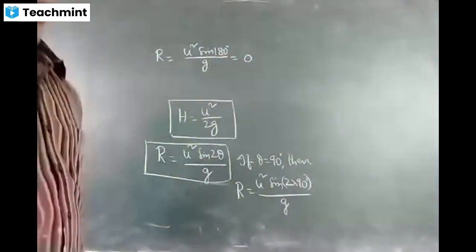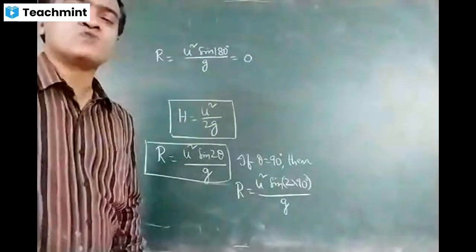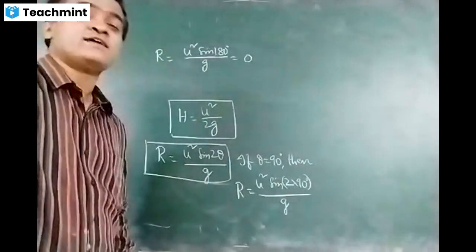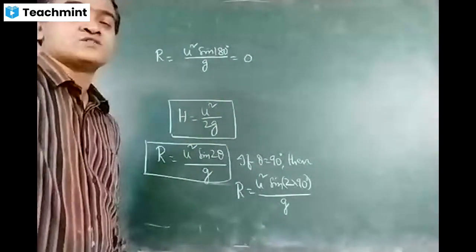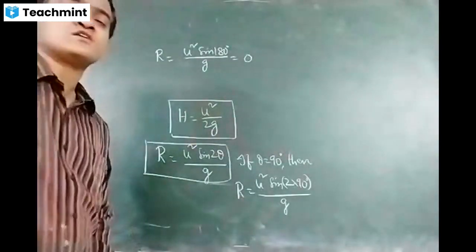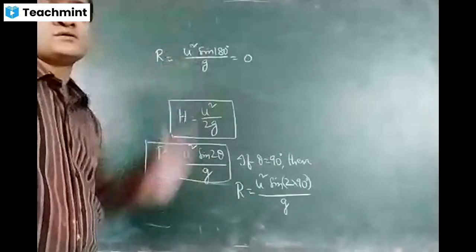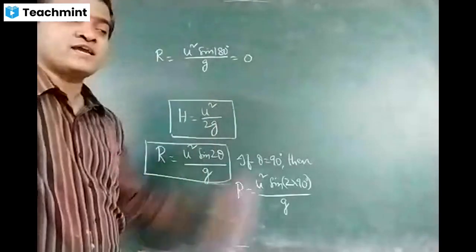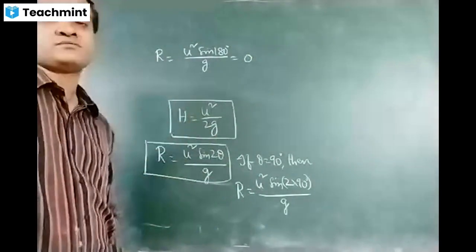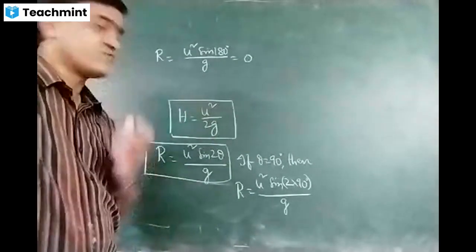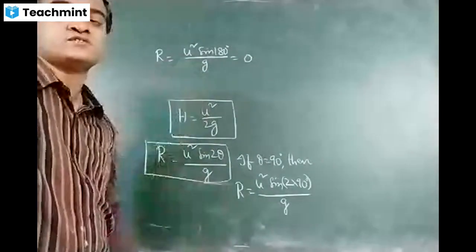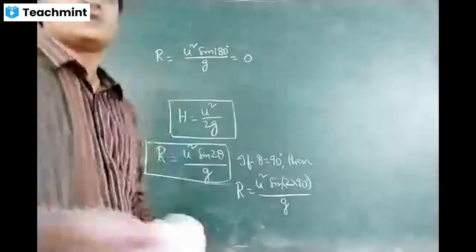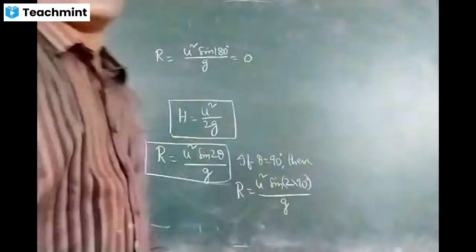There is no question of range. Why is there no question of range? Range means the horizontal distance, but there is no question of horizontal distance when you throw a body vertically upwards. Where will it fall down? When it falls, it will fall again to the same point on the ground. So when it is thrown vertically upwards, range is equal to 0. So remember, these are very important.